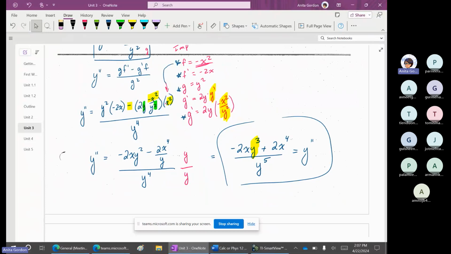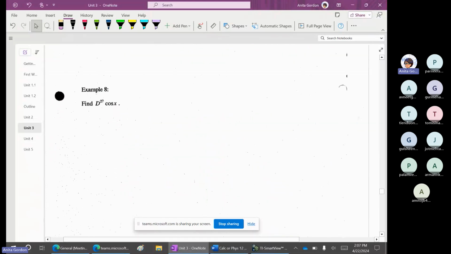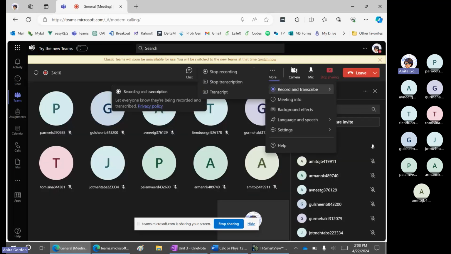However, I am going to ask you to find the pattern and tell me the 27th derivative of cosine x. So you're going to take the derivative until you find a pattern and then tell me what the 27th is without actually doing it 27 times. Yes, but there are negatives involved. So find the pattern. Tell me what the 27th is. It's going to be negative 9.